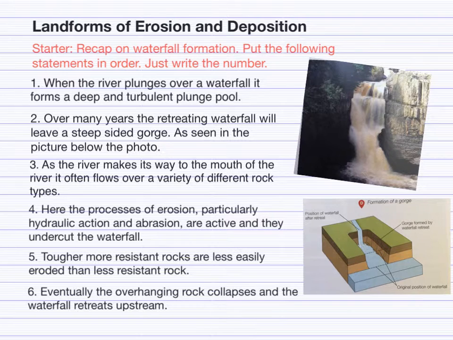Alright, so last lesson we were looking at landforms of erosion, so we looked at waterfalls and gorges. Today we're going to be looking at landforms of erosion and deposition. On this page you can see I've written out some statements, but I've jumbled up the order. What I would like you to do is read the statements and try and put them in the right order of sequence of how a waterfall forms.